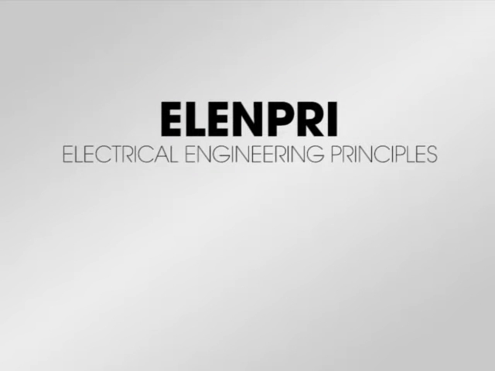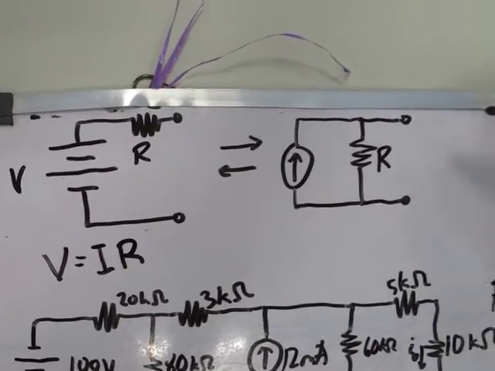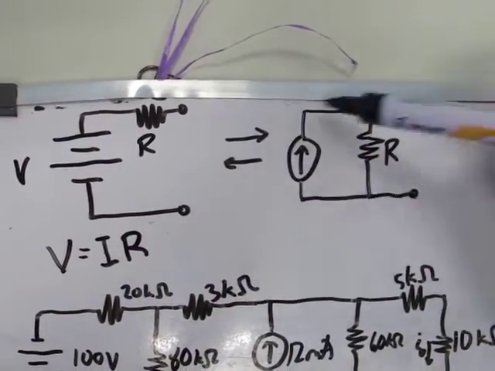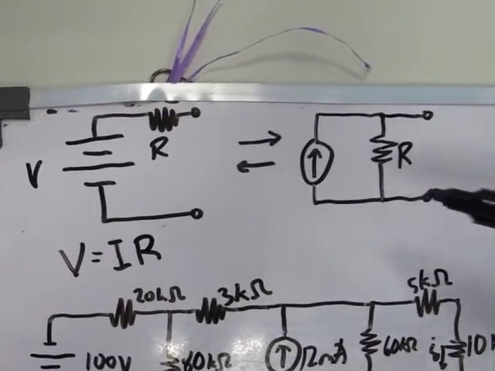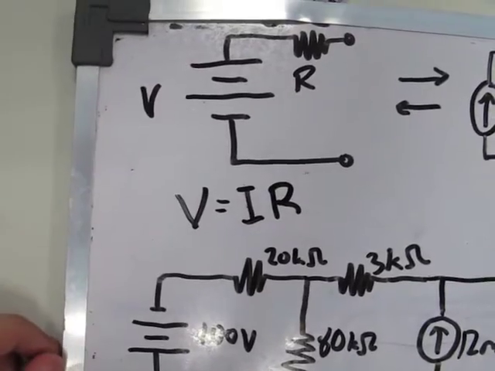For this topic, we will be discussing source transformation. In source transformation, we are able to simplify complex circuits by transforming voltage source into current source and vice versa. By doing so, we need this formula V equals IR.